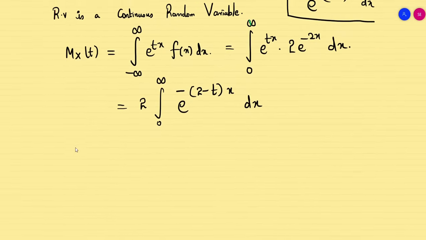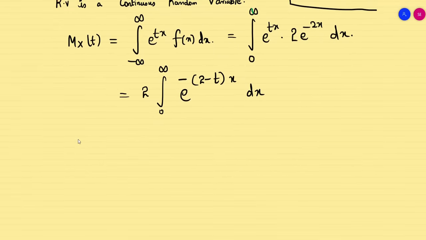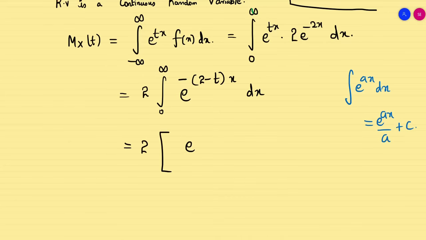Integration of e power ax dx is what? E power ax by the constant a, plus c. So now 2 times e power minus (2 minus t)x divided by minus (2 minus t), with limits 0 to infinity. So now we know e power minus infinity is 0 and e power 0 is 1.